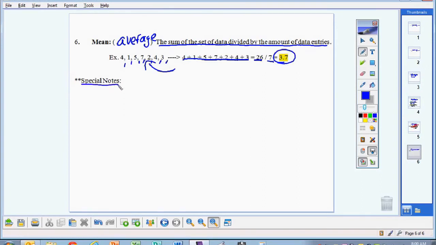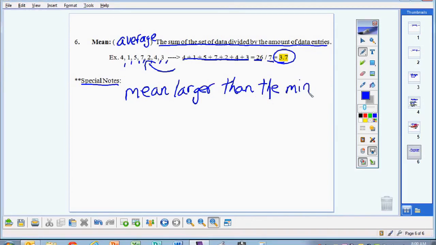Just a special note, to avoid calculation errors or to find when you have calculation errors, the mean must be larger than the min, and the mean should be smaller than the max. If you get something outside of that, there was a calculation error.